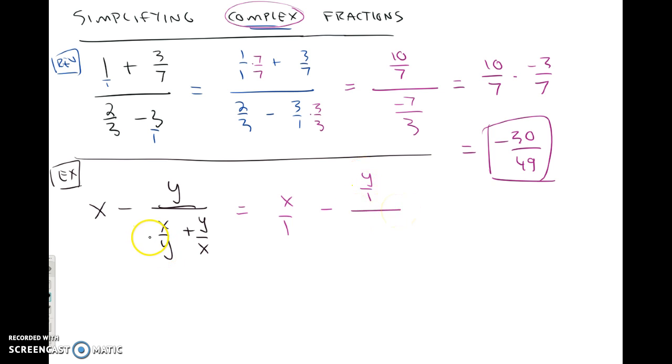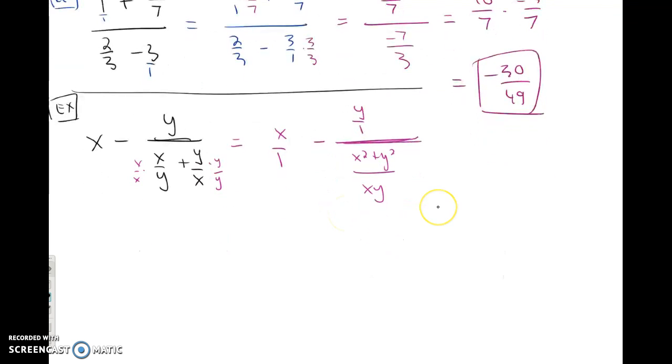Let's get a common denominator on the bottom here. Multiply by x over x, multiply by y over y. So this is going to be x squared plus y squared all over xy. Remember, the lengths of these fraction bars are important, so make sure you make that thing nice and long. This is x over 1 minus, I'm going to take the top fraction, multiplied by the reciprocal of the bottom.